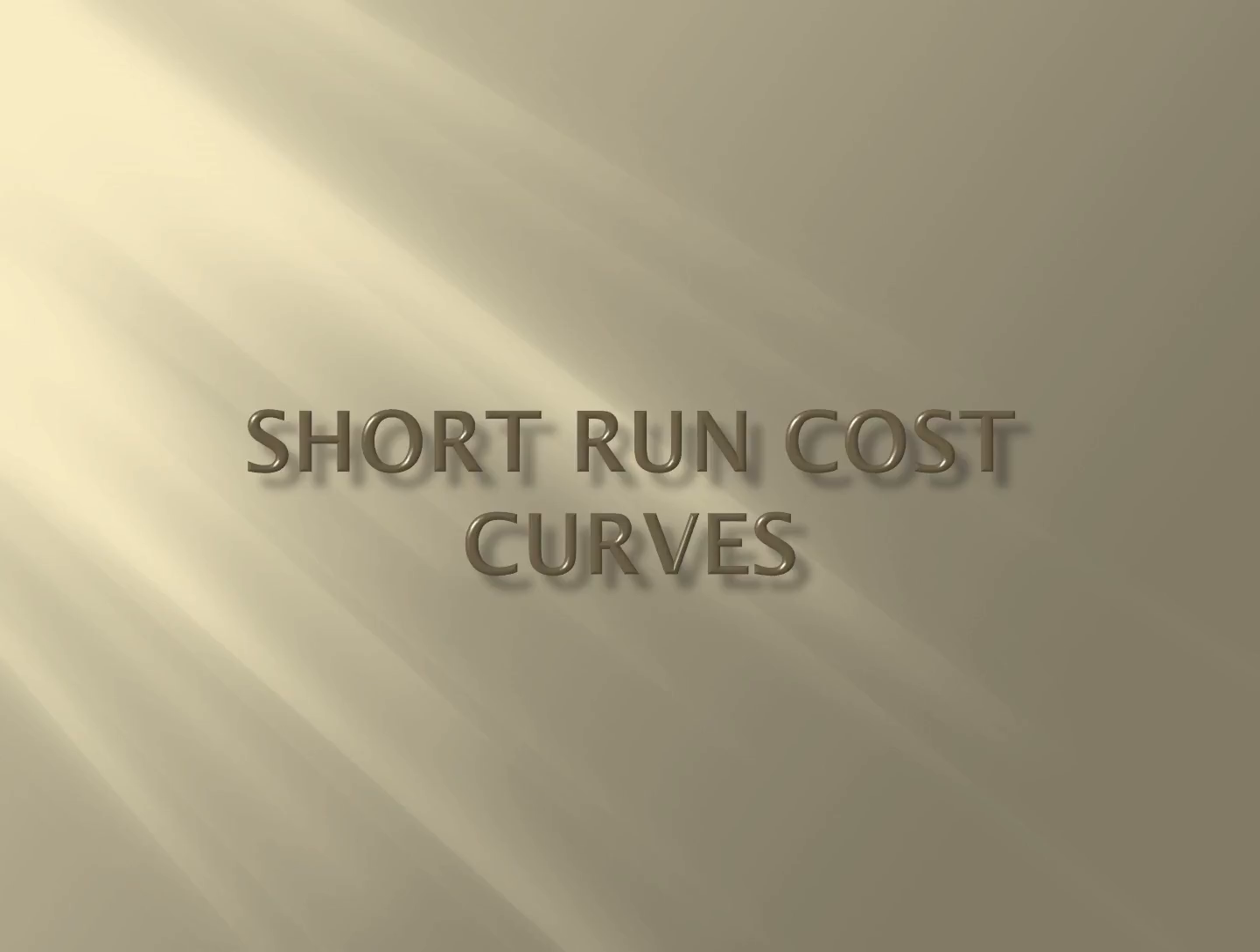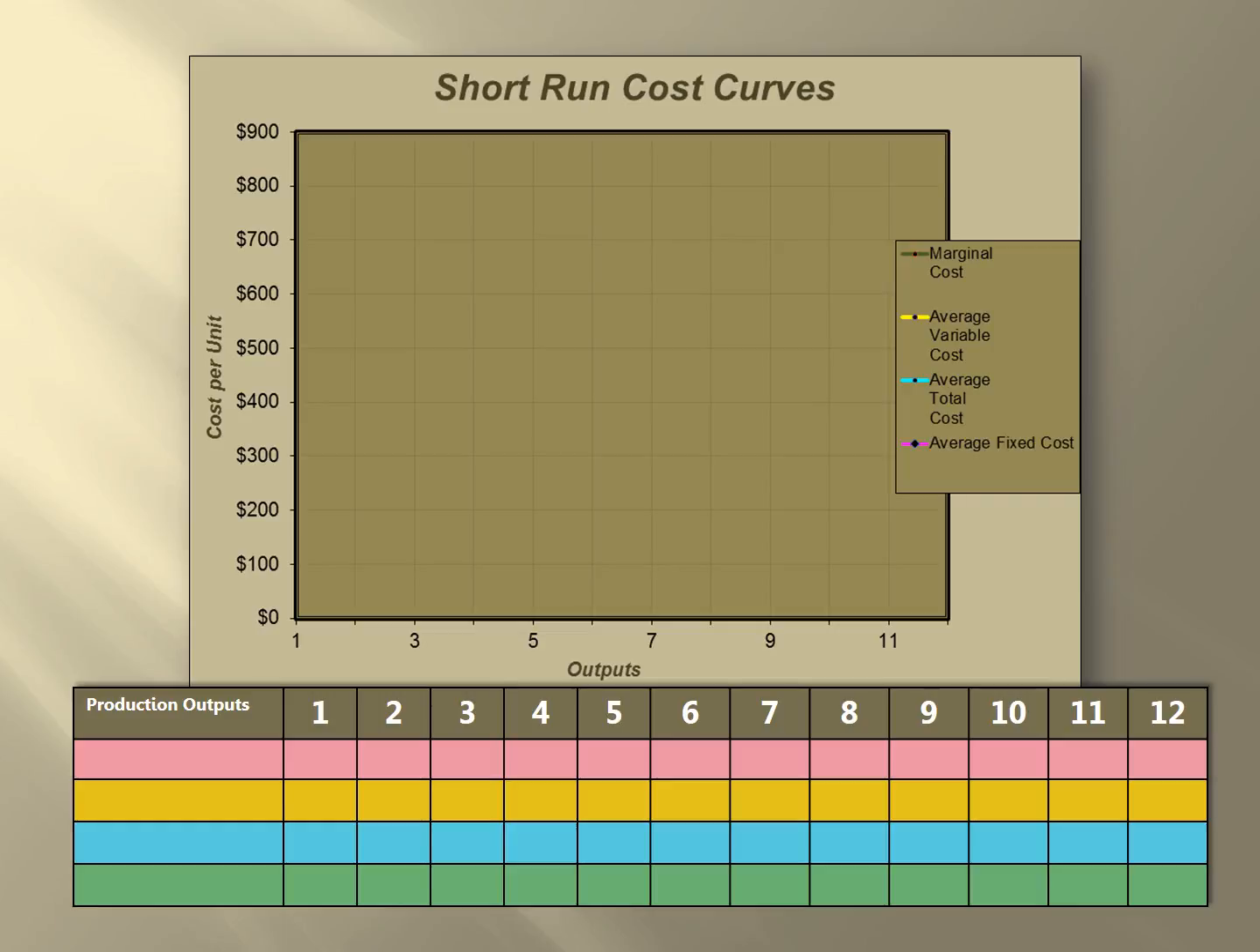Short-run cost curves. While our total cost curves help us see the difference between fixed costs and variable costs, ultimately what they tell us, of course, is that if we produce more, it costs us more. What they're not necessarily very good at is showing us how those costs behave over changing levels of output.